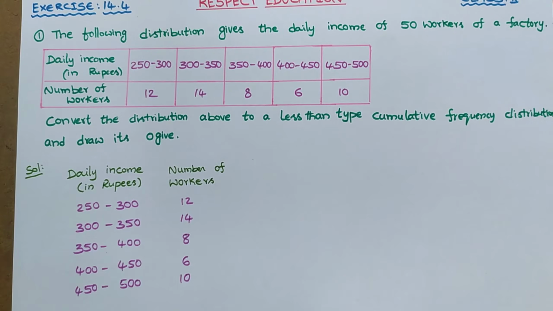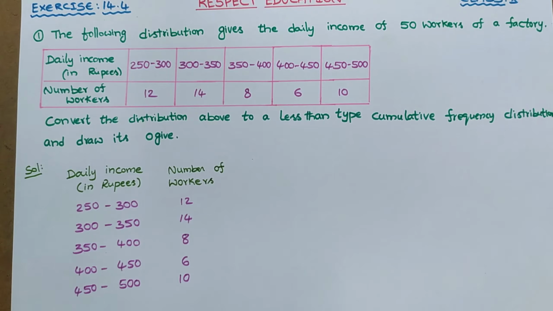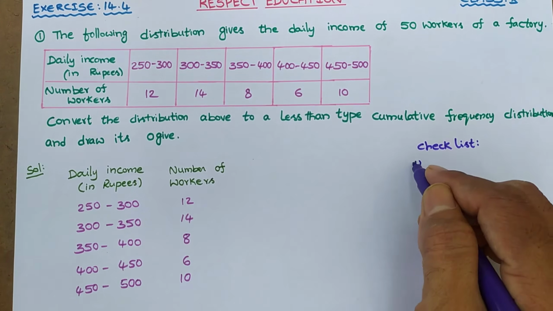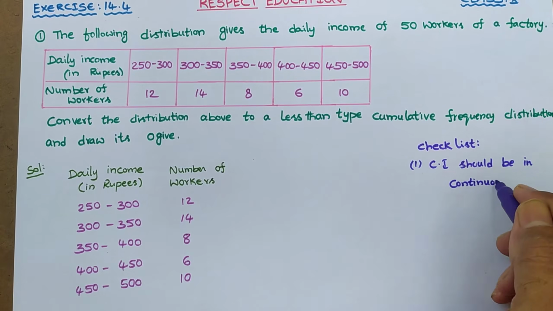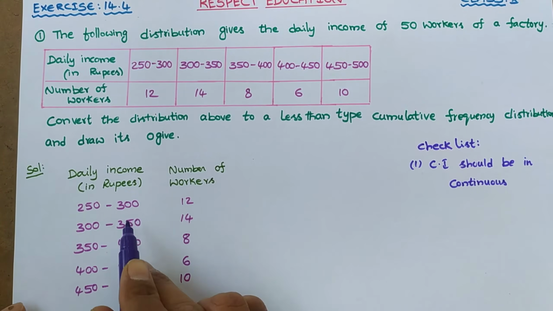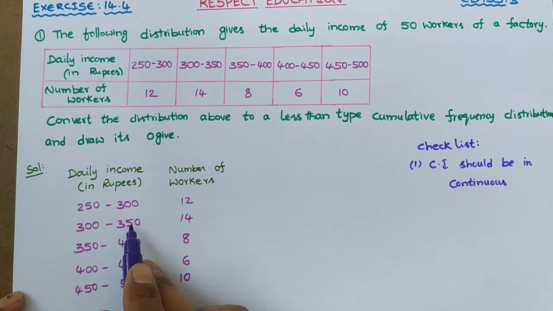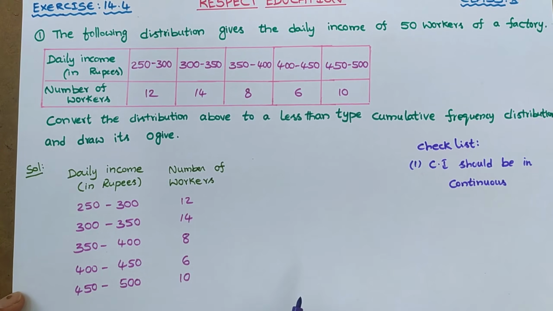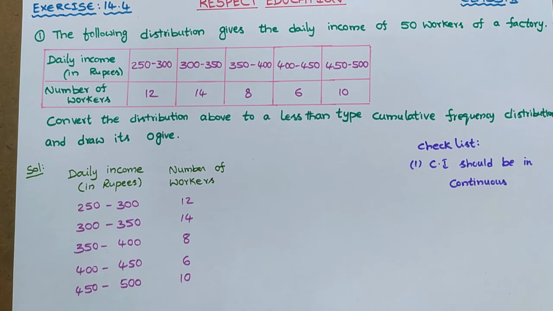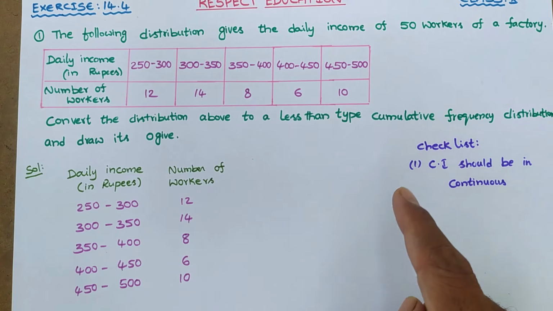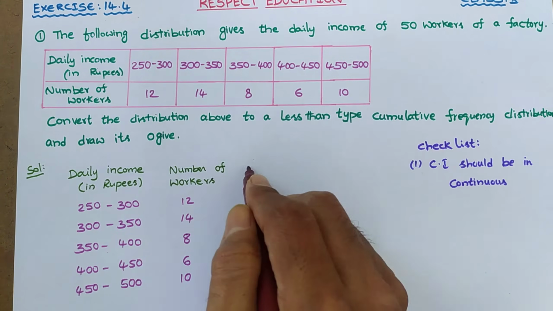Before drawing its ogive, we need to check two things here. Here you see 250 to 300, again start with 300 to 350, again start with 350. So it is continuous, so we can draw the ogive. Before that, we have to find the daily income in less than type cumulative frequency. So let us write it.